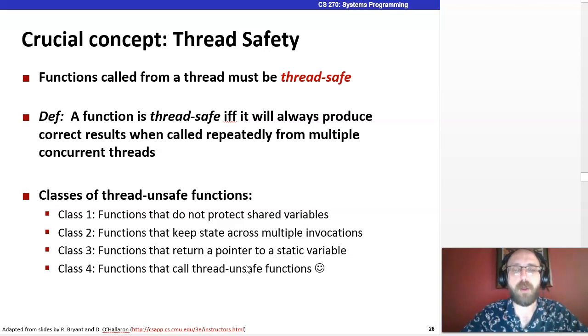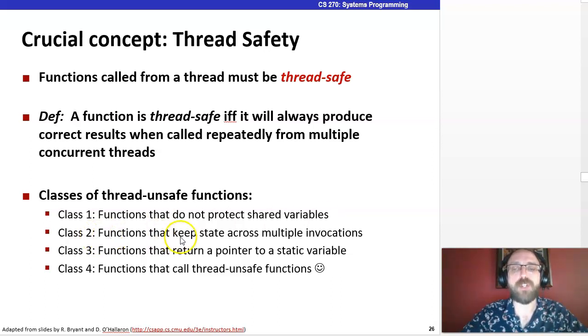is still going on. Rather than talking about what makes a function thread safe, though, let's talk about what makes a function thread unsafe. And then a function will be thread safe if it doesn't do any of those things. So class 1 would be a function that uses a shared variable, so a global variable or a static local variable, without protecting it with a mutex.